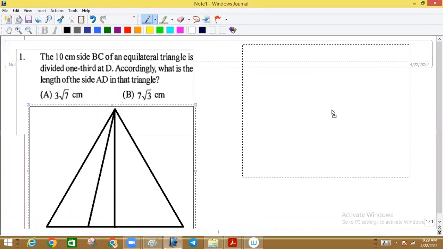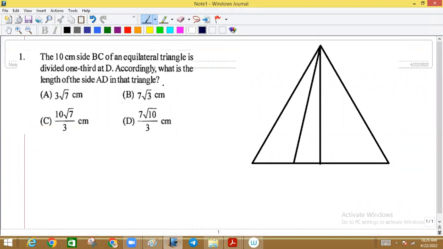Let the side of an equilateral triangle be A. He is giving you that it is 10, but I'm just taking it as A. This one is A, B, C. AD divides BC into how much? 1/3. 1/3 means this one is 1/3 of side A. The entire side is also what?